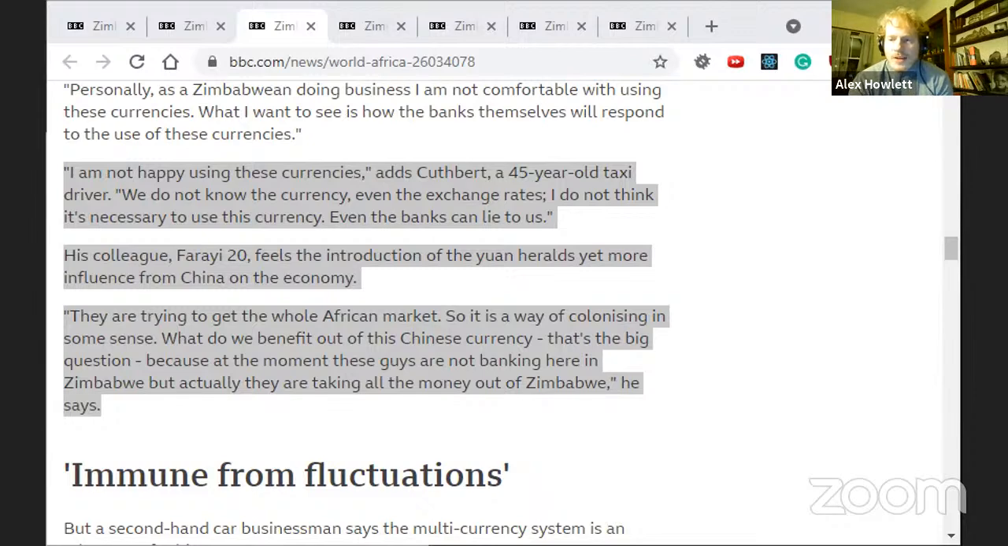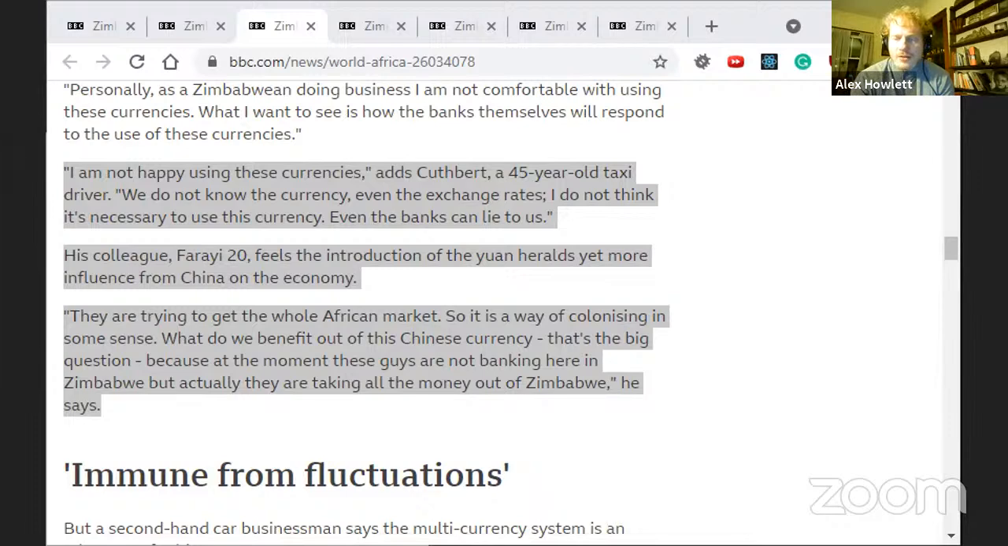China wouldn't be kind of promoting their currency in Zimbabwe unless they got something out of it, unless they got some benefit out of it, right? And you hear a lot about Chinese firms investing in real estate in various places to kind of get a foothold. Investing and buying up debt from various countries, that kind of thing.